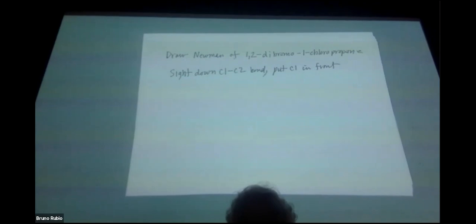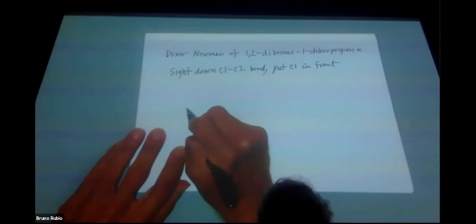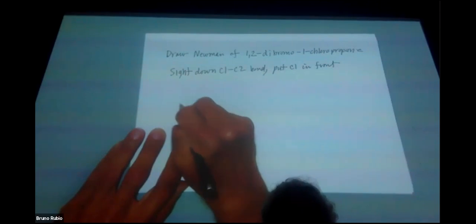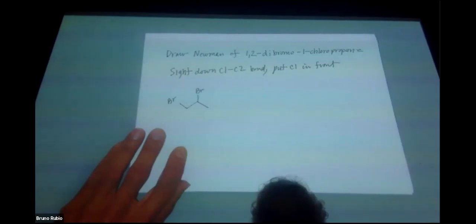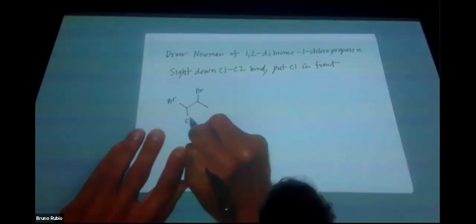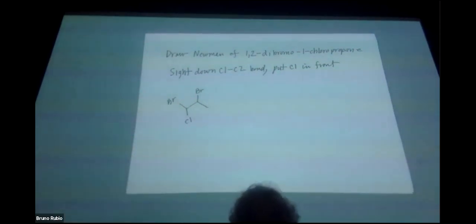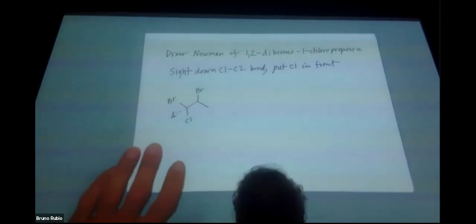Okay, so this is what I would do. I would first of all give myself a nice little stick figure of 1,2-dibromo-1-chloropropane. Okay, so there's propane, 1,2-dibromo, 1-chloropropane. And I'm going to sight down the carbon-1, carbon-2 bond. I'm putting my eye here and I'm sighting down this bond.